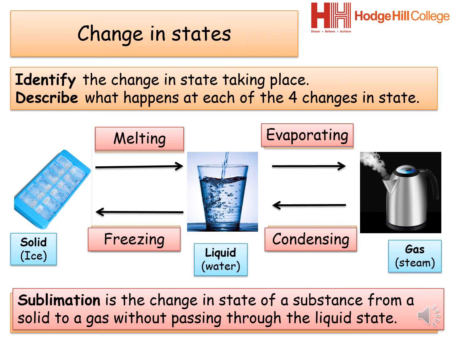Sublimation is the change in state of a substance from a solid to a gas without passing through the liquid state. So it actually skips the middle process. Instead of going through from a solid to a liquid to a gas, it skips the liquid and it goes simply from a solid to a gas.